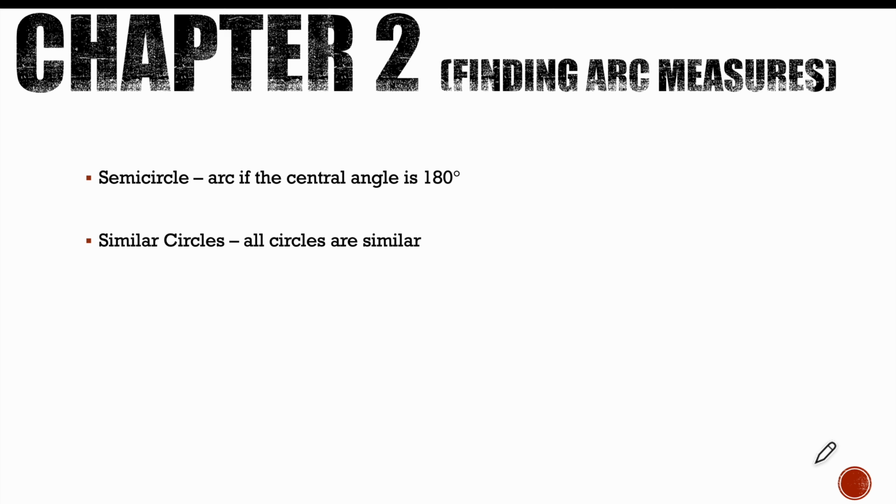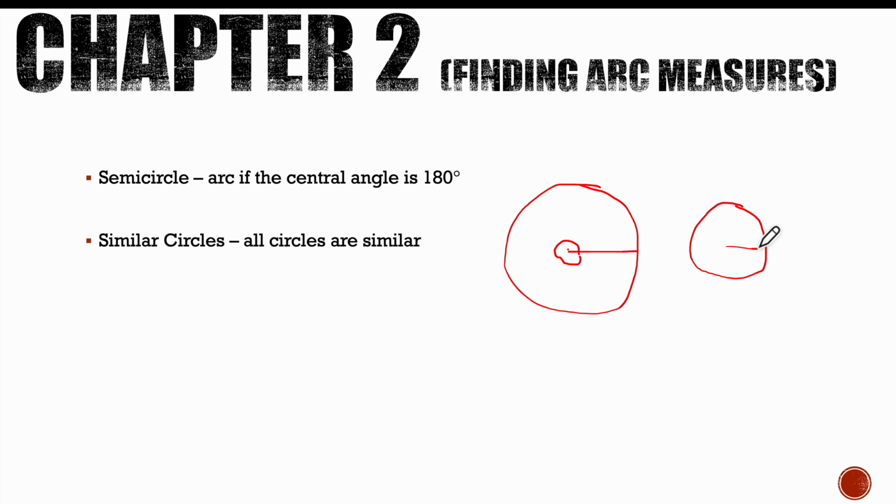Similar circles. You have seen triangle similarity in the past. Similarly, there is something called circle similarity. In circle similarity, all circles are similar. There is no circle which is not similar, which means the central angle of all the circles is 360. If you have this circle and a smaller circle, at the center they will form 360 degrees only. So this is a very important thing.